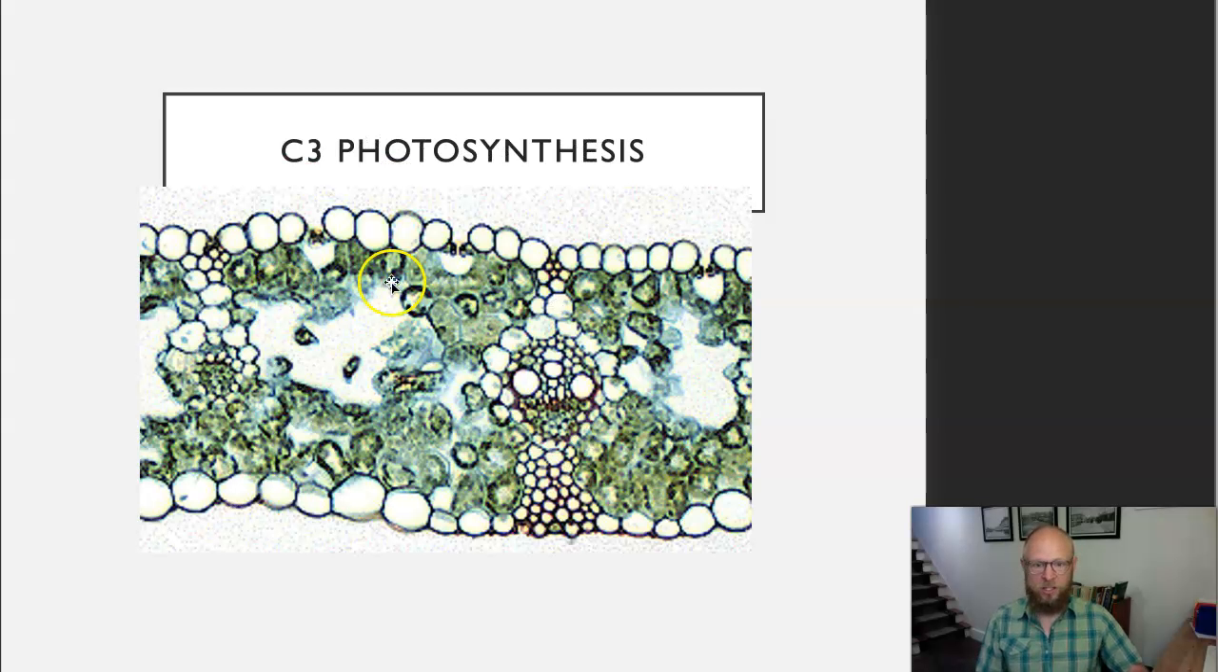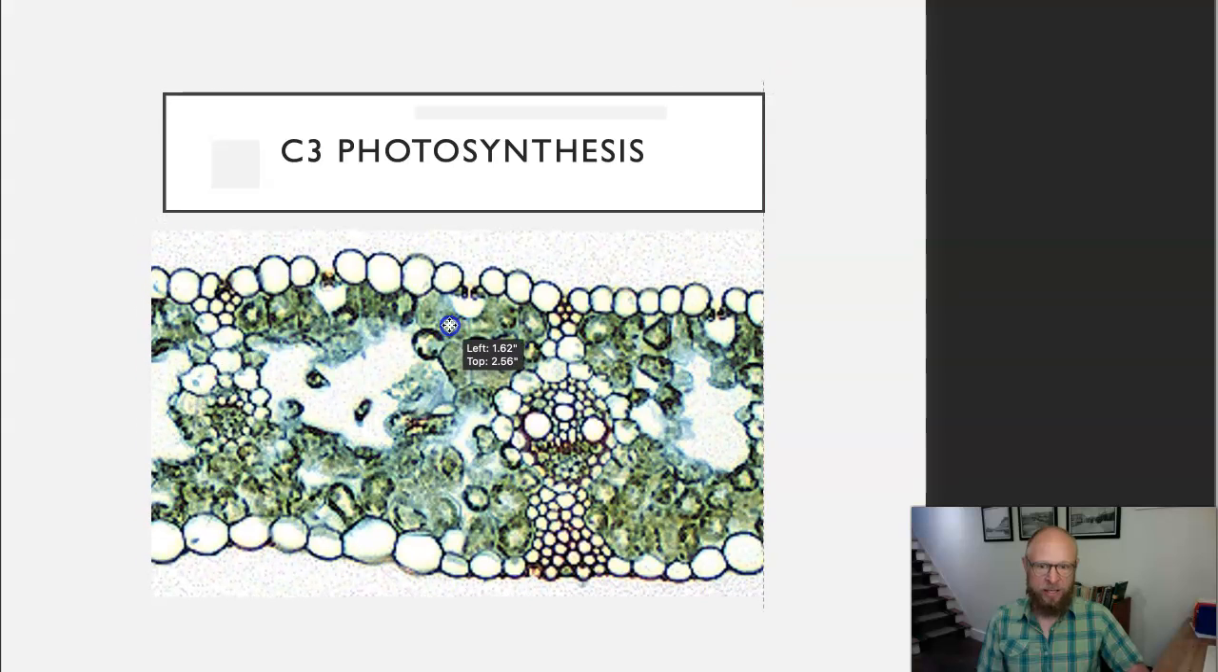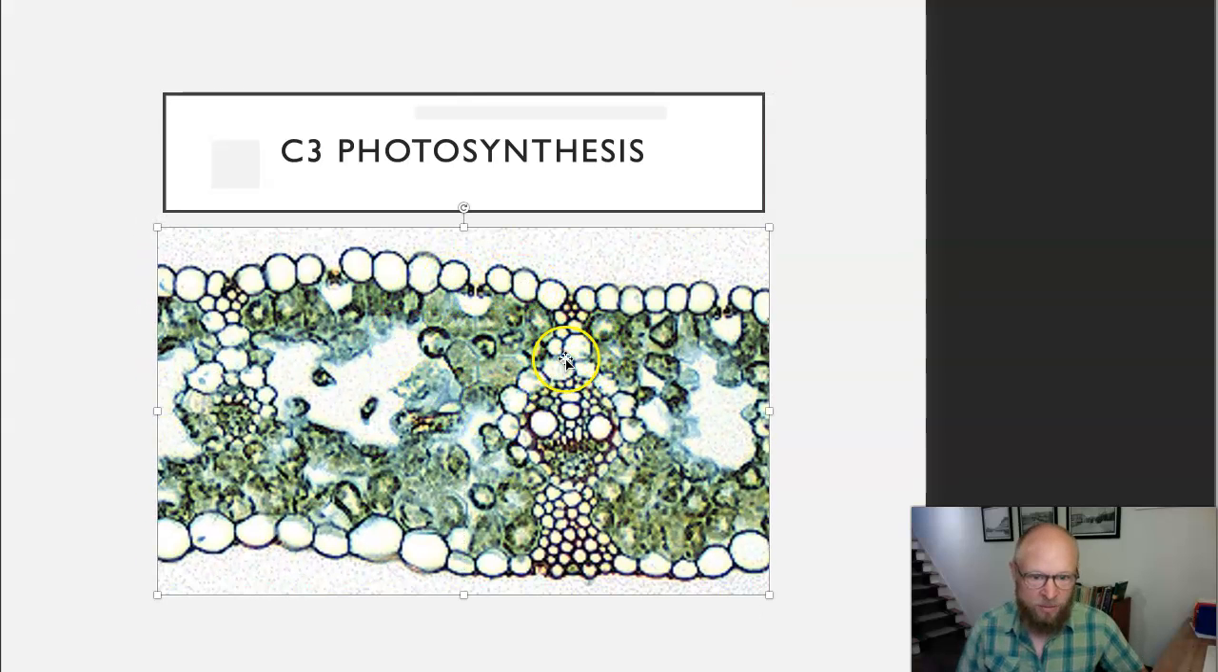All right, let's talk about a C3 plant again. This is a different image of a C3 plant. You can see the stomates a little bit better here. So when the stomates are open, CO2 is coming in. But remember, all of the other gases in the atmosphere are also coming in, including oxygen. Our atmosphere is about 20% oxygen, and it's about 0.03% CO2. So it's a much smaller amount of CO2 in the atmosphere.